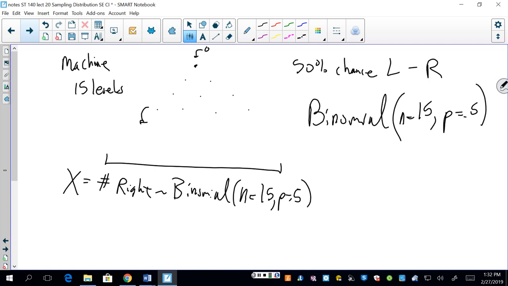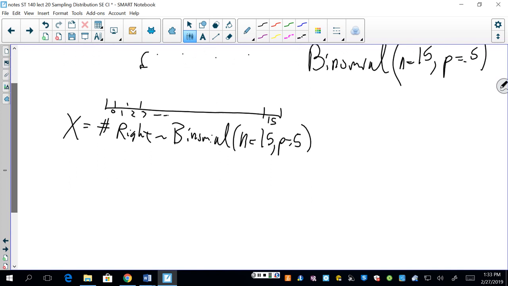But if it goes right 15 times, it ends up in this last bin over here. If it goes left 15 times, so right 0, it ends up in this bin way over here. And so all the places in between are different outcomes under this binomial model. 1, 2, 3, etc. The book has it at 0, plus or minus 1, plus or minus 2, but it maps into those probabilities.